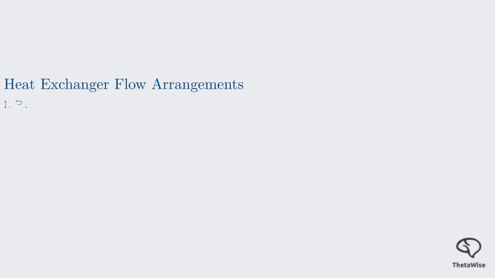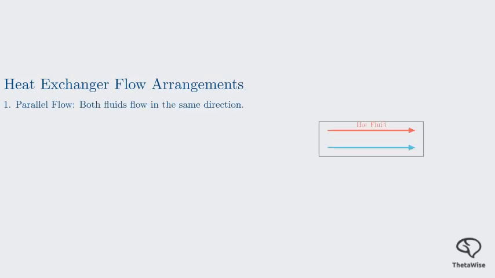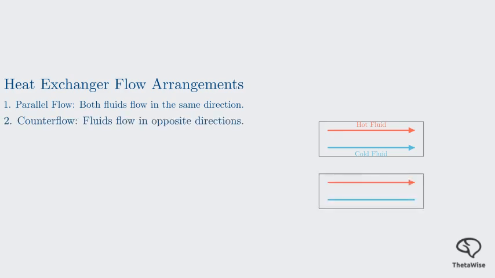The 2 primary flow arrangements are parallel flow and counterflow. In a parallel flow heat exchanger, both the hot and cold fluids enter at the same end, flow in the same direction, and exit at the other end. In a counterflow heat exchanger, the fluids enter at opposite ends and flow in opposite directions. As we'll see later, the counterflow arrangement is generally more efficient and is preferred in many applications.